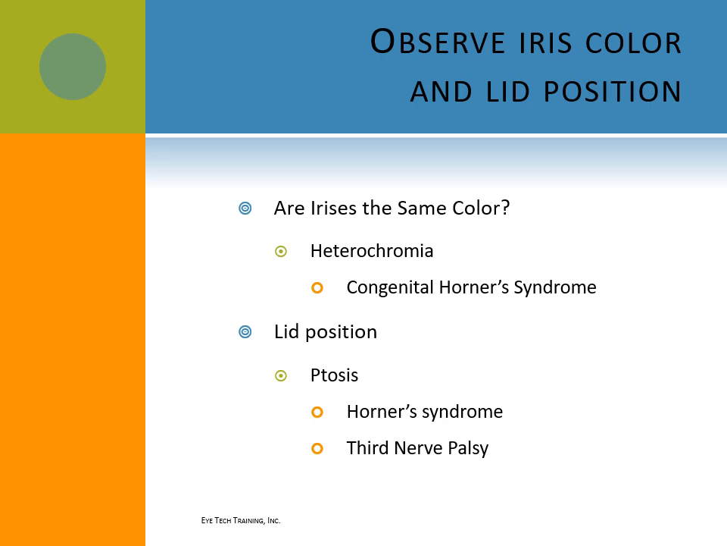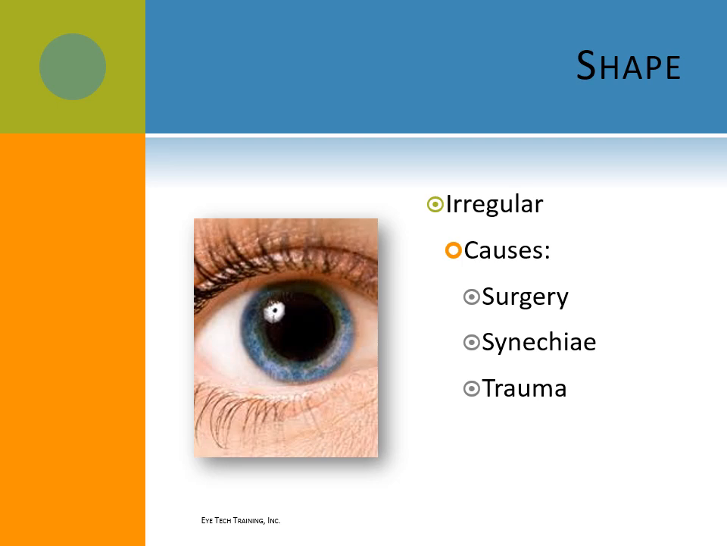If the patient has an anisocoria, make note of the lid position and the iris color. This is because a ptotic lid can be present in patients with Horner syndrome and third cranial nerve palsies. Also, heterochromia can be present if a patient has congenital Horner syndrome. Irregularly shaped pupils can be caused by surgery, synechia, and trauma. Synechia occurs when there's intraocular inflammation. The iris becomes adherent to the anterior lens or the posterior cornea.